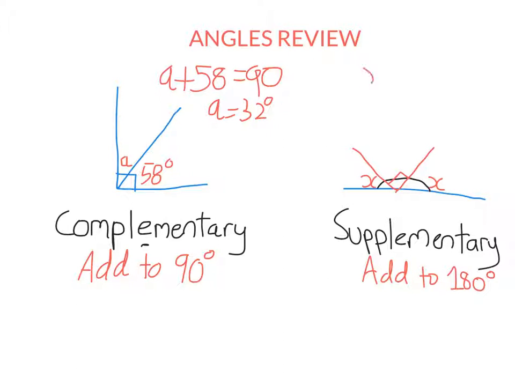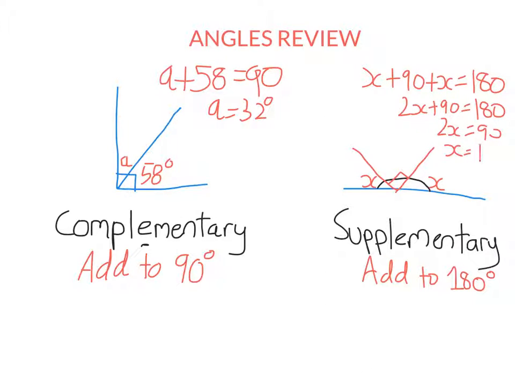So we have x plus the right angle, 90 degrees, plus another x equals 180. So x plus x is just 2x, and luckily we did so much work on equations and you know how to solve them. So we subtract 90 from both sides and then divide by 2, and we find x is 45 degrees. How easy is that?